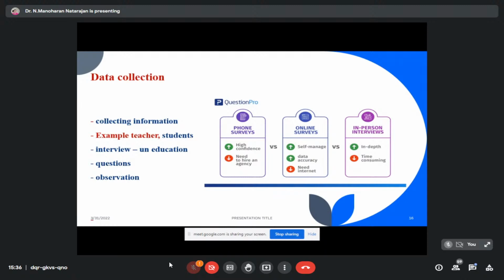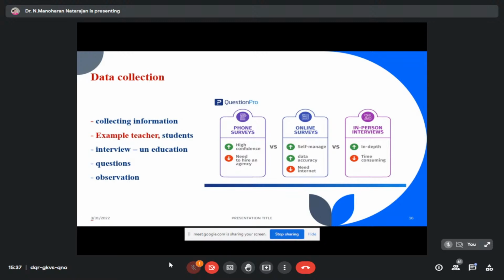Next one, in person, will be the interview. In-depth collection of data will be there, but the time will be more, because every person has to answer 40 to 50 questions based upon the data to be collected from them. If you are taking 60 questions, one staff or one student has to answer 60 questions. It will take 10 minutes.